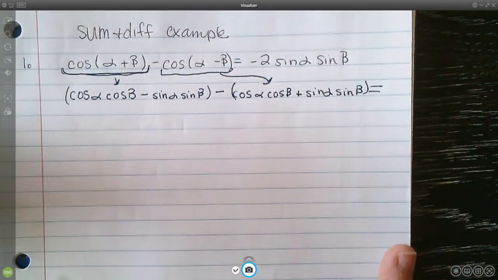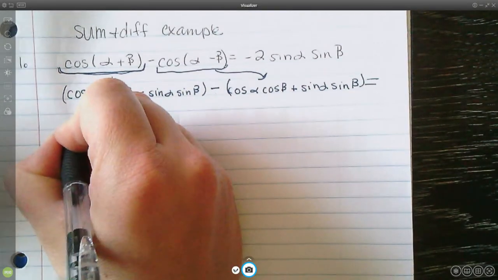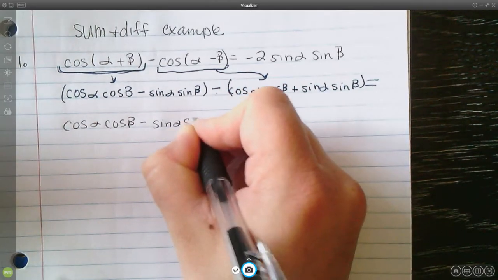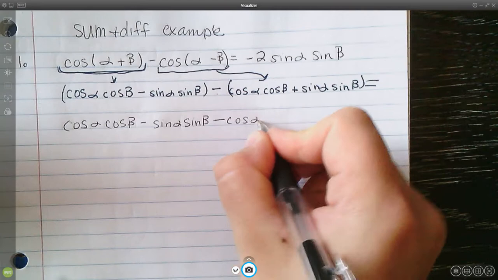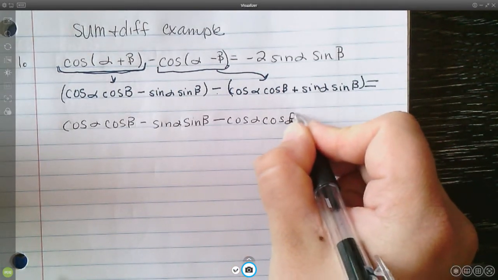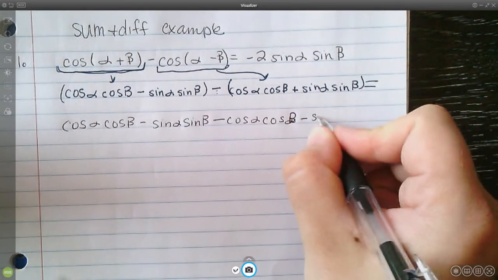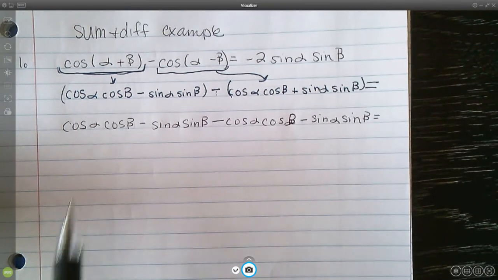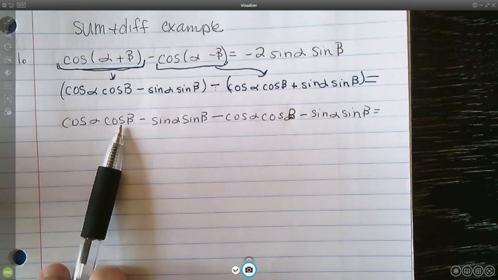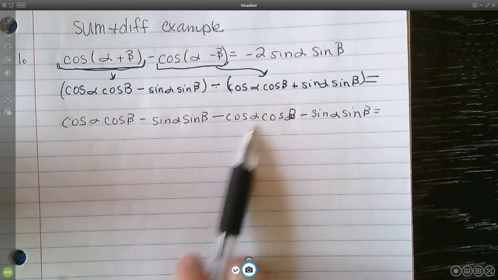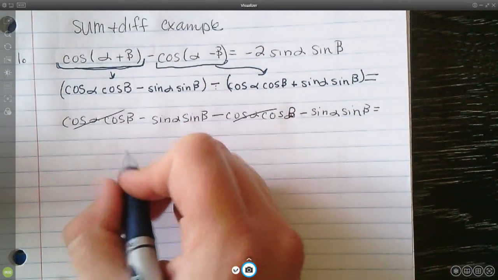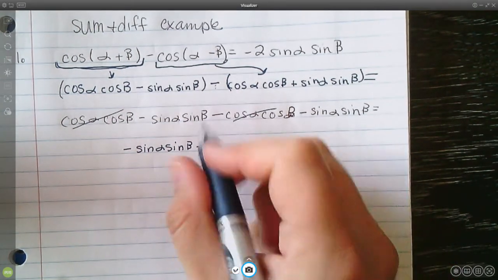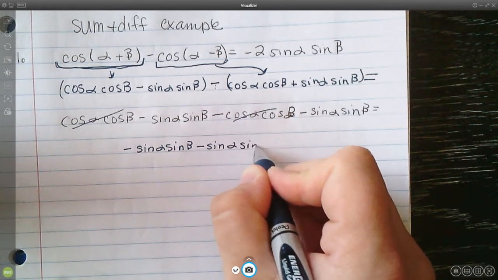Okay, so let's go ahead and simplify this. So I'm going to distribute this negative. So we will have cosine of alpha times cosine of beta minus sine of alpha sine of beta. Okay, then minus cosine alpha cosine beta, and then distribute this negative to this plus sign, so minus sine alpha sine beta. All right, so let's see if there's anything that we can cross out. We have a positive cosine alpha cosine beta. Oh, and we have a negative cosine alpha cosine beta. So these two things are going to cross out. And then we can rewrite negative sine of alpha sine beta, and then another minus, so minus sine alpha sine beta.